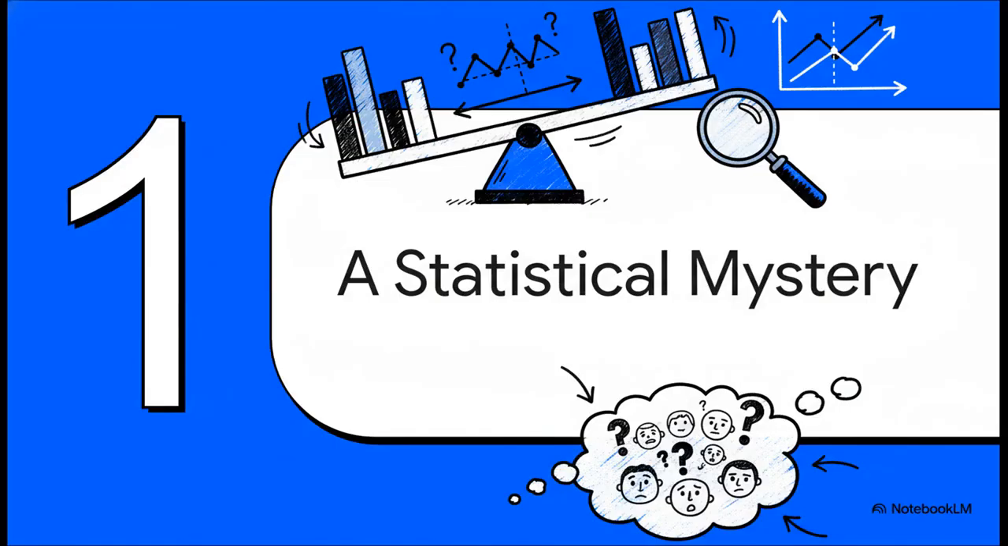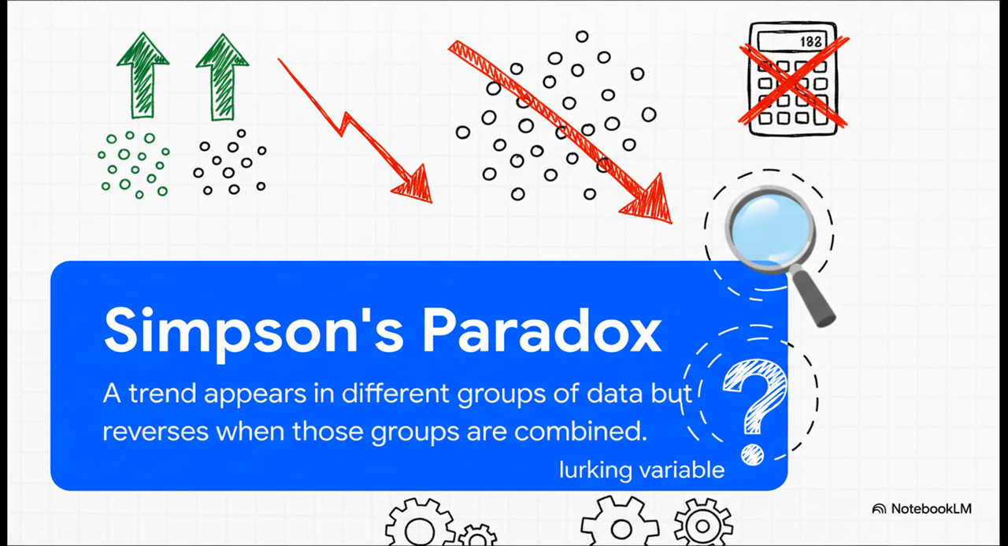So no, this is not a math error. What you're looking at is a classic, and honestly, a super tricky statistical trap. It's called Simpson's paradox, and it's a perfect example of how averages can totally lie to you. So what exactly is it? Well, Simpson's paradox is what happens when you see a trend in a few different groups of data. But that trend completely disappears or even reverses the second you combine those groups.